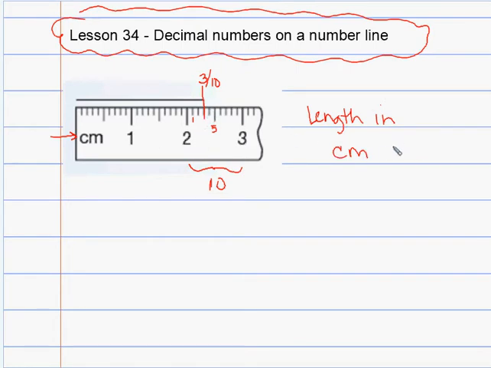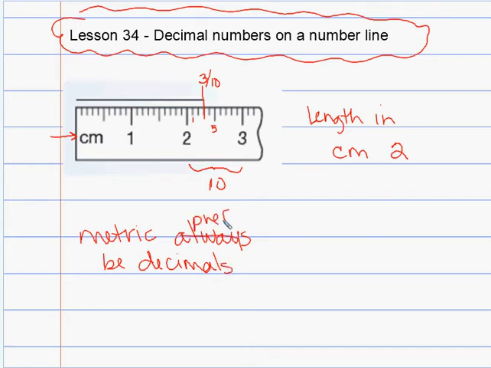Now, what you want to do with metric, or maybe not always, but prefer, is to use decimals. So if you have metric, leave your answer in decimals. So it's 2 and 3/10 of a centimeter.